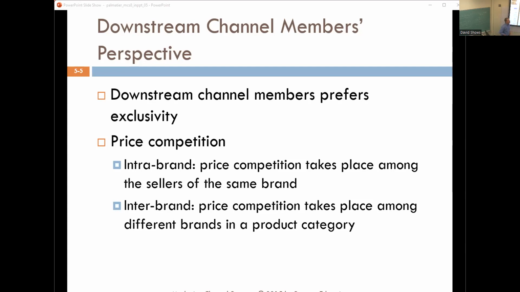Think Walmart, I'll say Circuit City. What's the other one? Electronic store. Best Buy, excuse me. The same camera in the same town in two different stores, that's intra-brand competition. There's competition in price between those two.